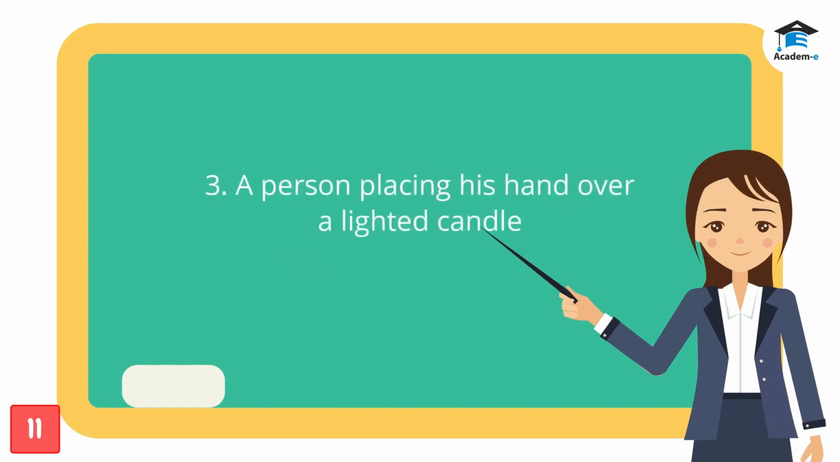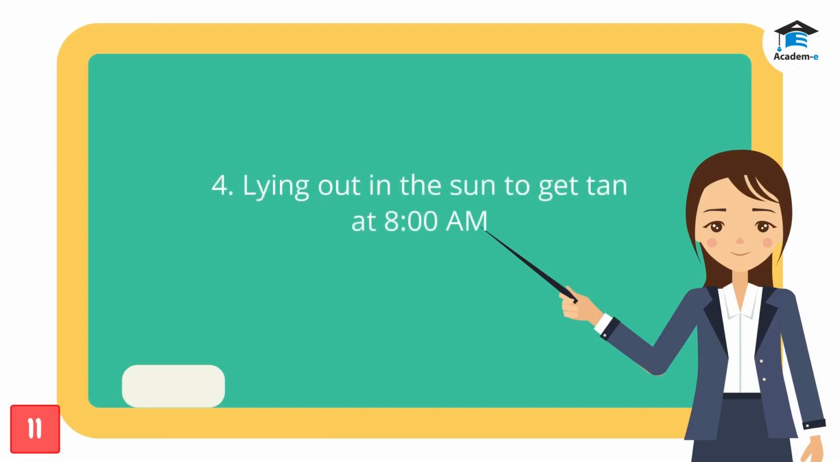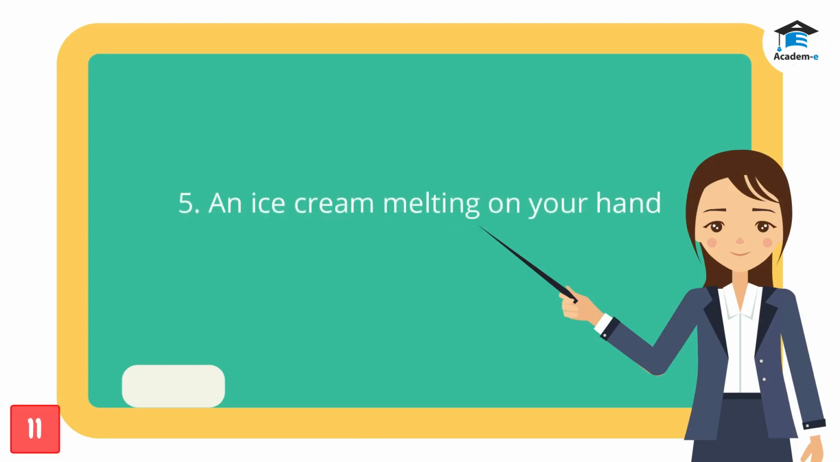3. A person placing his hand over a lighted candle. The correct answer is radiation. 4. Lying out in the sun to get tan at 8 a.m. The correct answer is radiation. 5. An ice cream melting on your hand. The correct answer is conduction.